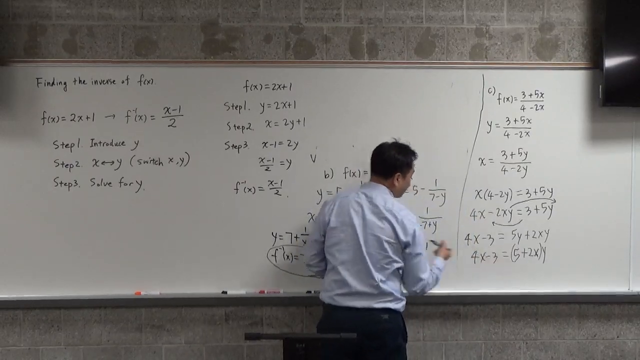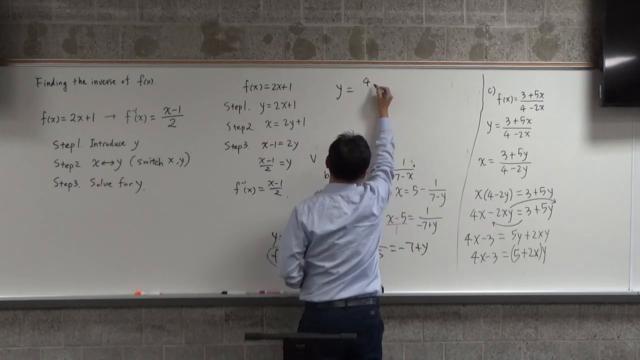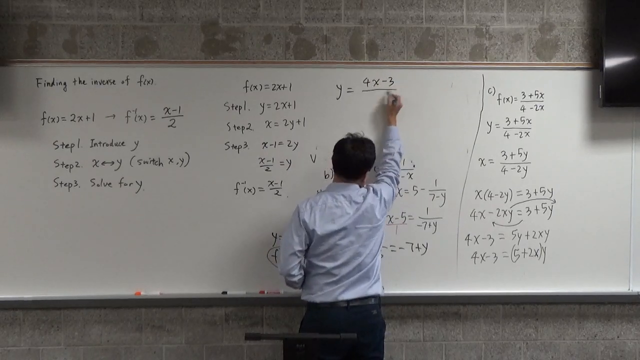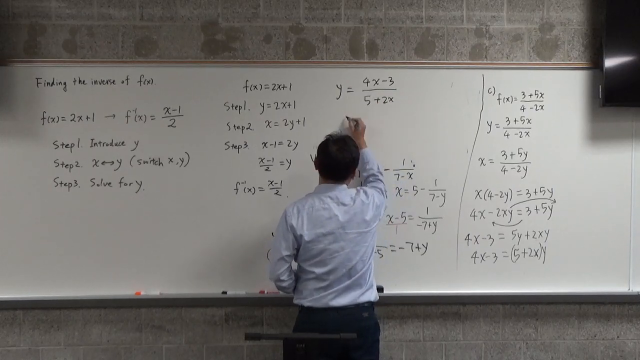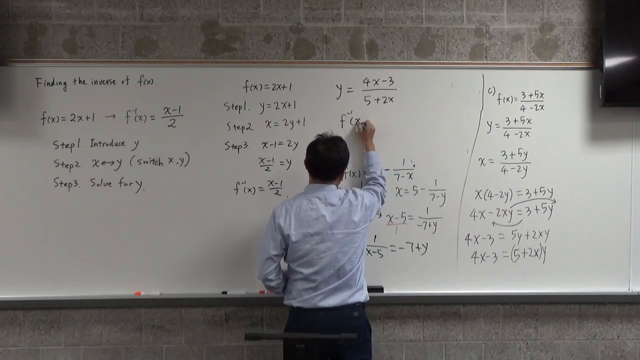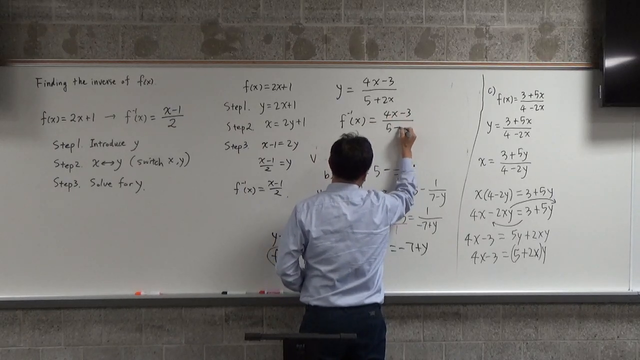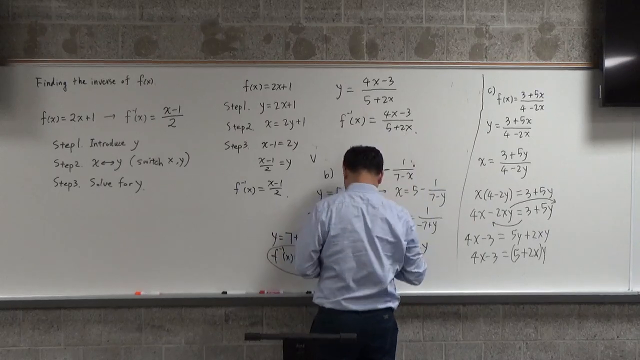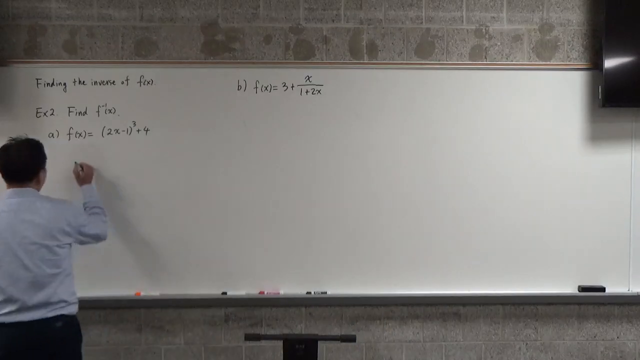Therefore, if you divide by 5 plus 2x, you get y equals 4x minus 3 over 5 plus 2x. And therefore, the answer is f inverse of x is 4x minus 3 over 5 plus 2x.